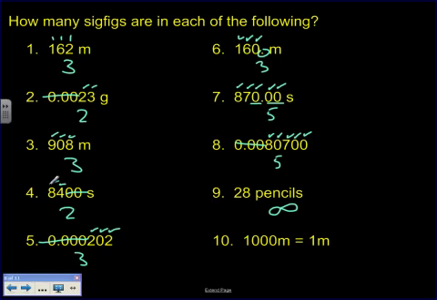5. Number 9, 28 pencils, that's a count, always infinite. Okay, so it's not a measurement, it's actually a count. Anytime it's a count, it's always infinite. That's an easy one, that's always a gimme.